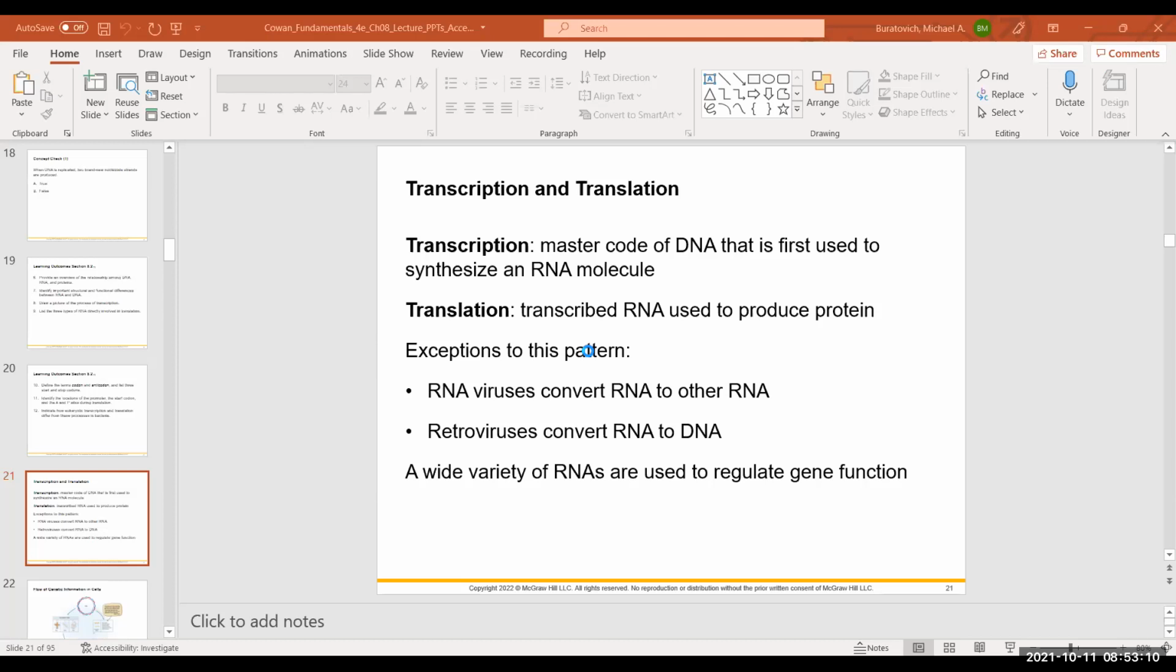Transcription involves a series of steps. The first step involves recognition of a site where the enzyme is supposed to bind and begin transcription. The sequence of DNA, where the RNA polymerase engages the DNA and starts transcription, is called the promoter.